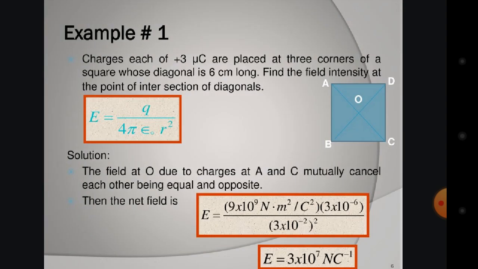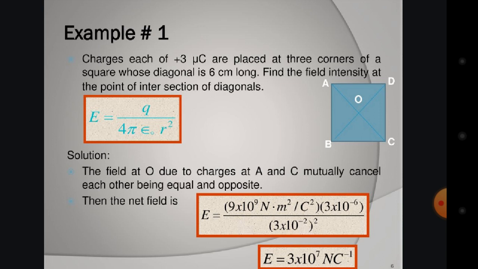So here is one of the examples. When we say charges, it is not only one. Charges each of positive 3 micro coulomb are placed at 3 corners of a square whose diagonal is 6 centimeter long. So that is the R, the distance, 6 centimeter. Find the electric field intensity at the point of intersection of diagonals.